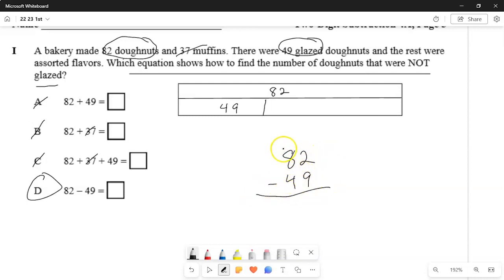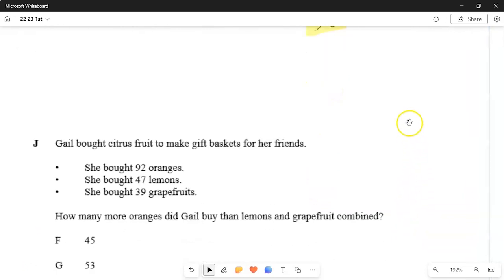I got more on the floor. That means I got to go next door, get 10 more. That's 7 10s, and it's going to give me 12 ones. Still 82. And I can take 9 from 12. 9 from 12 is 3. And then 70 minus 40 would be 30. So that means there would be 33 donuts that are assorted or not glazed. And we'll go down here. Look, I think this is our last problem.